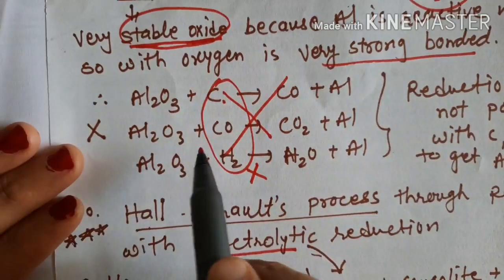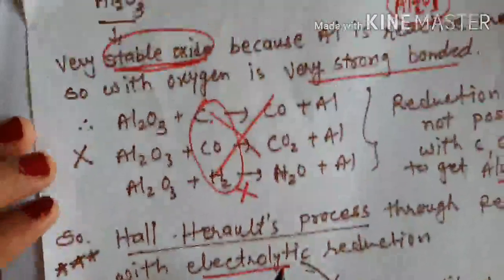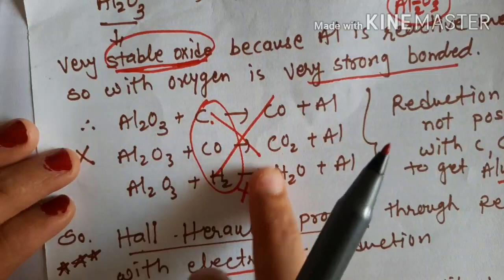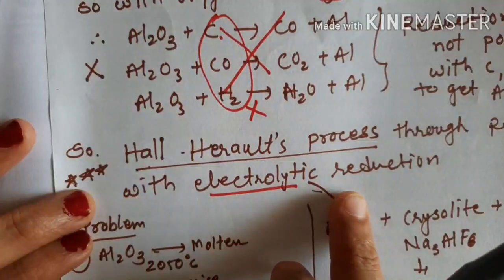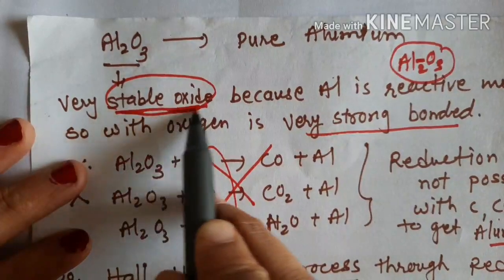Because of this reason we are doing this process. Okay, you need to know about this. In a short question or reasoning question: why are we doing electrolysis reduction, why are we not doing this reaction? Because of the stable oxide.